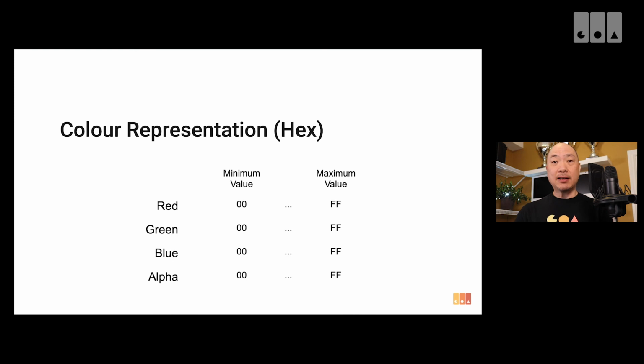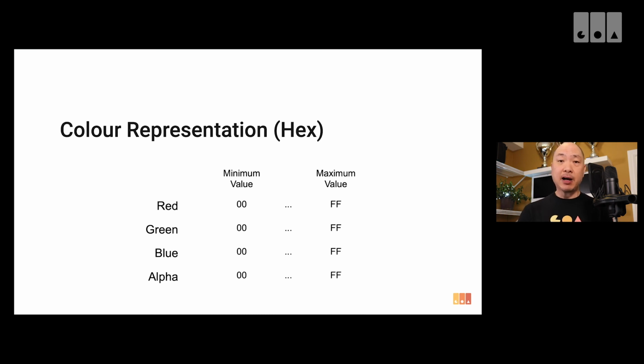Okay, the last thing we're going to talk about today is how Android represents colors. So we talked about the RGB values. There's one more value, which is the alpha, or A. And the alpha is basically the transparency. How transparent is this color?